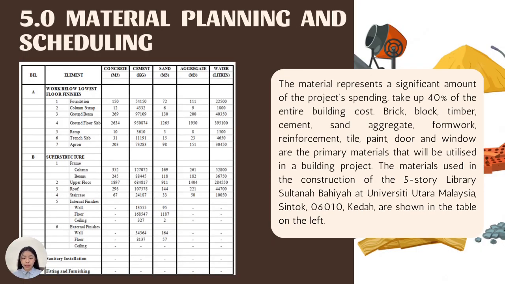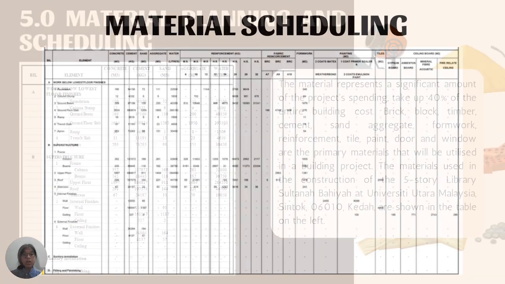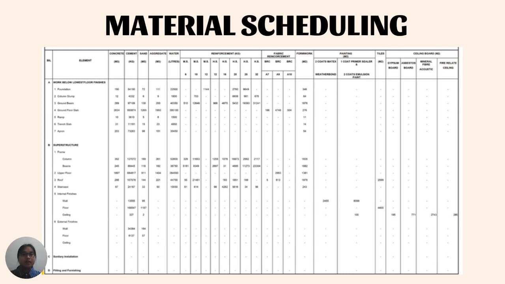While in material planning and scheduling aspect, the material represents a significant amount of the project's spending. It takes up 40% of the entire building cost. Brick, block, timber, cement, sand, aggregate, formwork, reinforcement, tile, paint, door, and windows are the primary materials that will be utilized in the building projects. The materials used in the construction project of this 5-story library Sultanah Bahiyah at Universiti Utara Malaysia are shown in the table on the left. This is the material scheduling of this project.